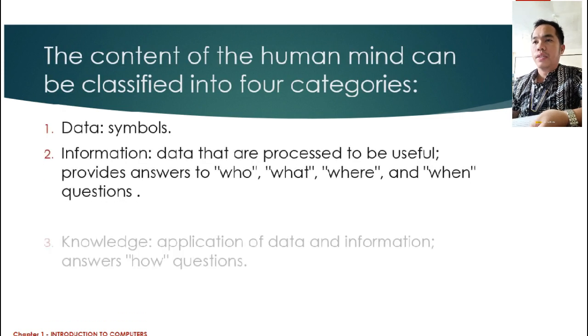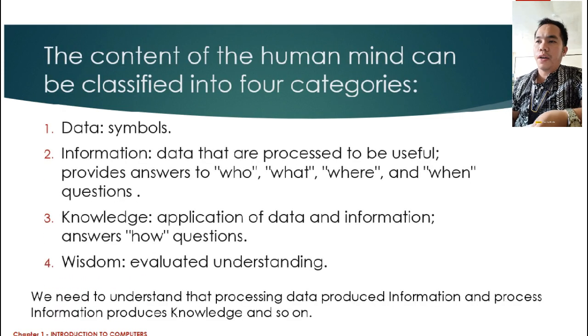So, this is the content of the human mind that they classified into 4 categories. We're now talking about the human mind. When we say data, those are the symbols. Information is the data that are processed to be useful, provides the answer to who, what, where, and when questions. When we say knowledge, application of data and information answers how. Wisdom is the evaluated understanding. So, we need to understand that the processing of data produces information and processed information produces knowledge and so on, from 1 to 4.